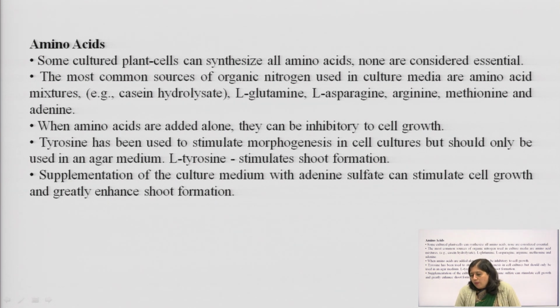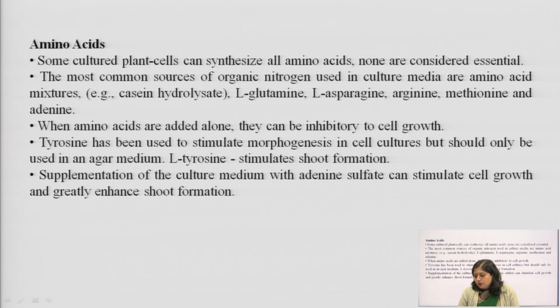The most common sources of organic nitrogen used in the culture medium are the amino acids. Example, casein hydrolysate, L-glutamine, L-asparagine, arginine, methionine and adenine are generally used. When amino acids are added alone, they can be inhibitory to the cell growth. So, we should not add them alone.